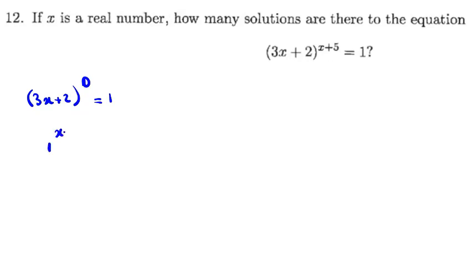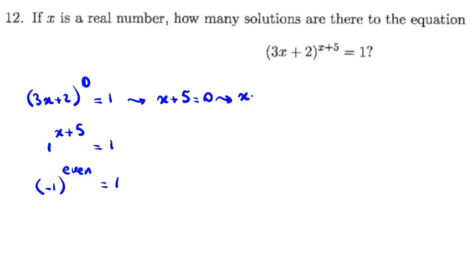Maybe the base is 1, and 1 to the power of x+5 is 1. And the other case is negative 1 to the power of an even number, which equals 1. So let's consider the first case. The power x+5 should be 0, so x should be equal to negative 5, and 3 times negative 5 plus 2 is negative 13, and negative 13 to the power of 0 equals 1. So the first answer we've found.